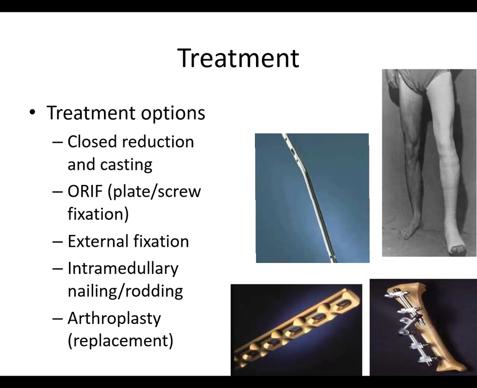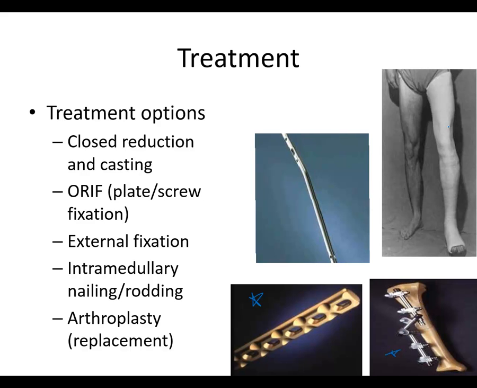And those treatment options are closed reduction and casting, as shown here. Open reduction internal fixation, shown here, like a plate and screw type device. You don't see the screws here, but this is an example of a metal plate that we may put on the surface of the bone and then put screws through it. External fixation, shown here. This is for instance a tibia where you have pins, and this is a device where the device actually is outside the skin. Okay, it's external fixation.